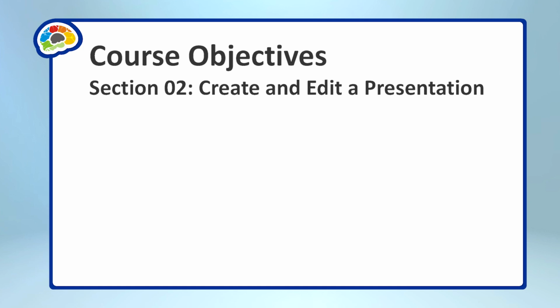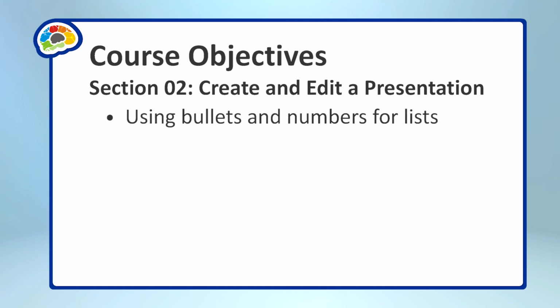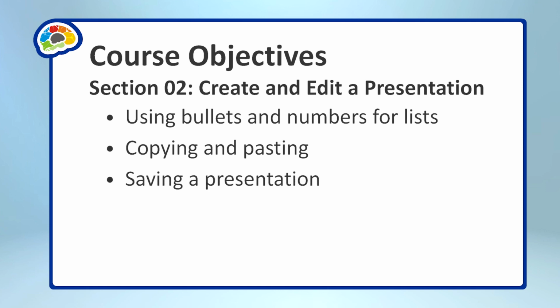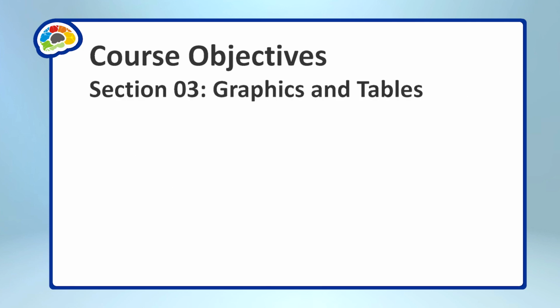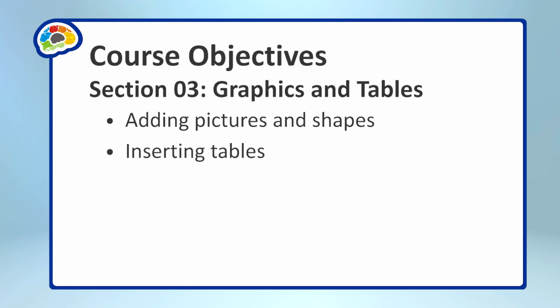From there, we'll use bullets and numbers for our lists, as well as review multiple ways to copy and paste data. Then we'll save our presentation and look at ways to get help in PowerPoint 365. In our last section, we'll add several types of pictures and shapes to our slides and insert a table.